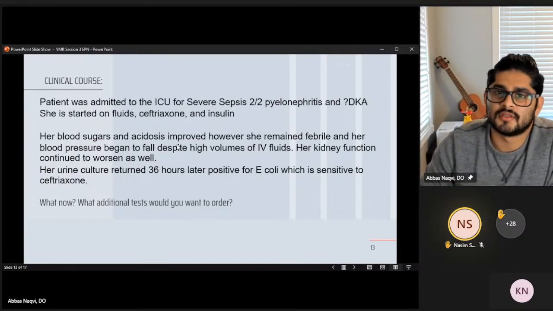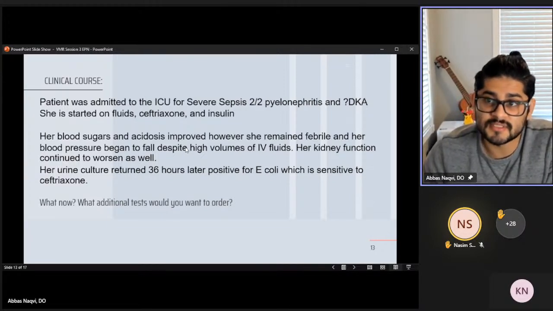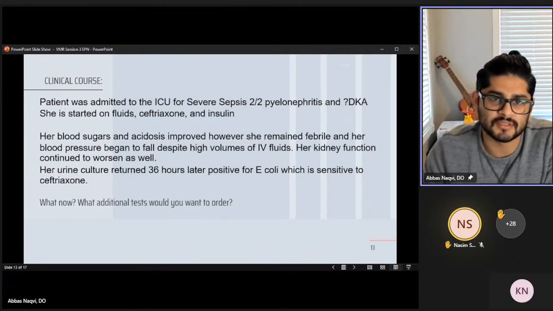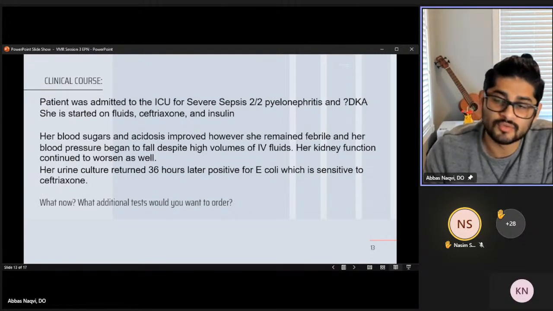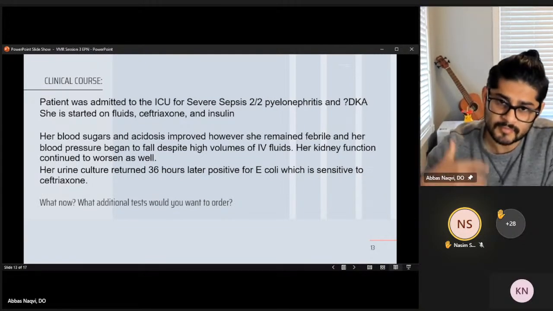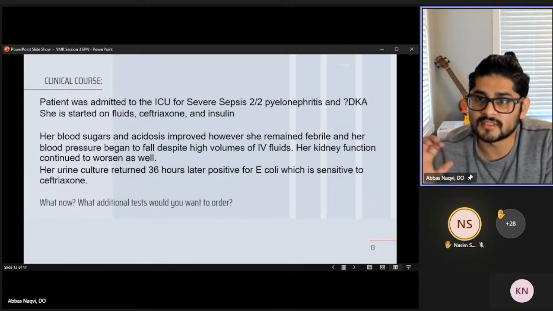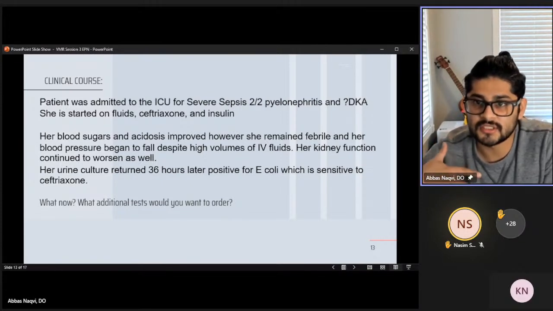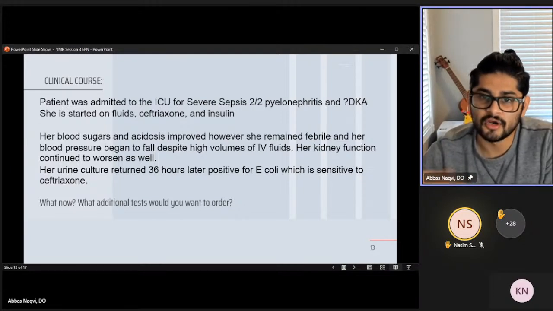So this is a clinical course. The patient was admitted to the ICU for severe sepsis secondary to pyelonephritis and questionable DKA. I would say she met the criteria for that. She was started on fluids, ceftriaxone, which is an antibiotic, and insulin. Her blood sugars and acidosis improved with the insulin and the fluids, but she remained febrile. Her blood pressure continued to fall despite really high volumes of IV fluids. Her kidney function continued to worsen as well.